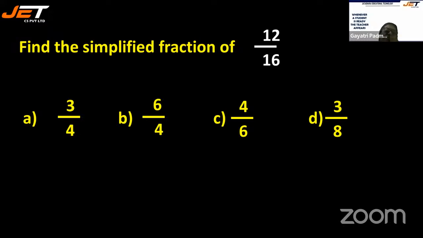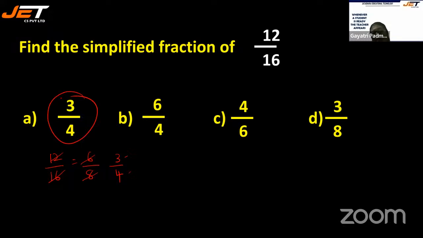See the next question. Find the simplified form of 12/16. Your 30 seconds starts now. Let us try to find the answer. 12/16, you can cut this number by 2: 2 sixes are 12, 2 eights are 16. Again, you can bring it down by 2: 2 threes are 6, 2 fours are 8. So 3 and 4 will not go into the same number. Therefore, the simplified fraction is 3/4.